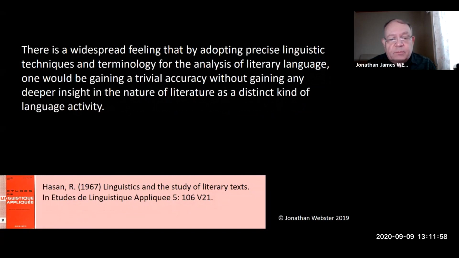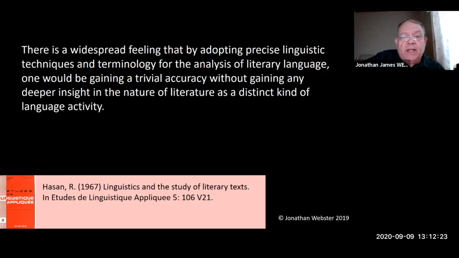Now, there's been some criticism of linguistics approaching literature. You'll find in many universities, you have those that work on literature and those that work on language, linguistics. And it's almost like the two will never see eye to eye.